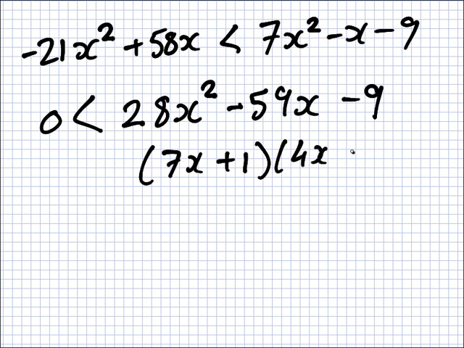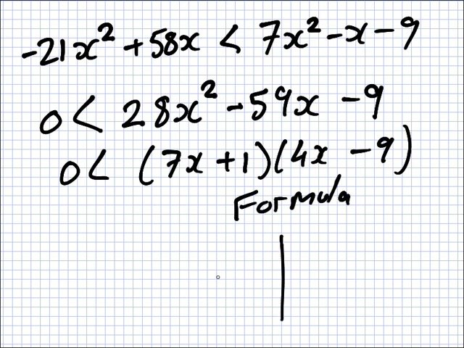4x minus 9. Although, just to be clear, you don't have to factorize it. You just need the solutions, which you can do using the formula. What I really care about, and you can get this using the formula if you want, is really just where the solutions are. There'll be one here at 9 over 4, and then the other one at minus 1 over 7. Okay?